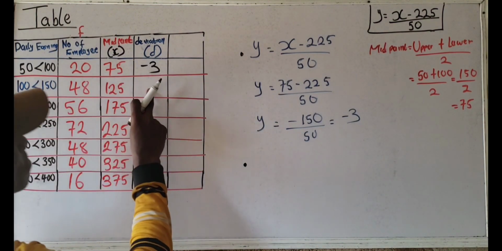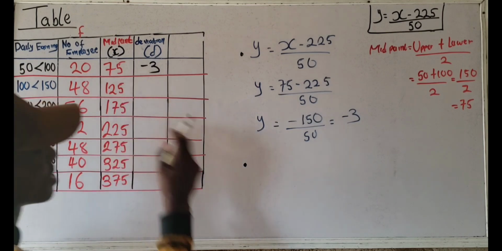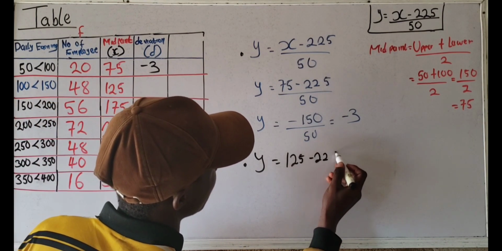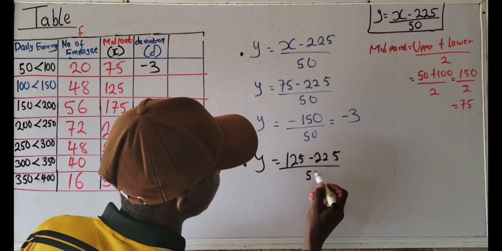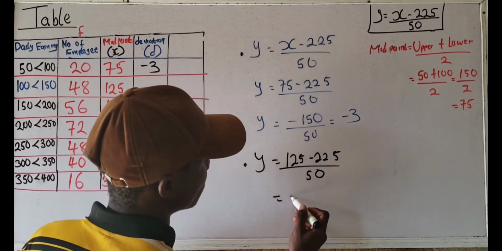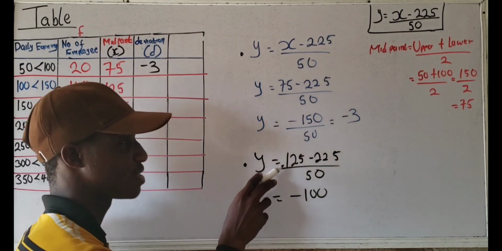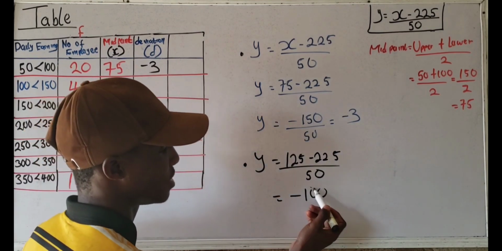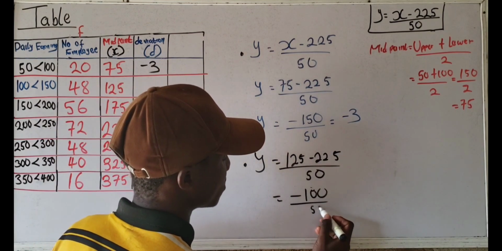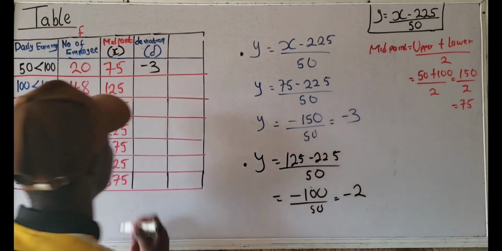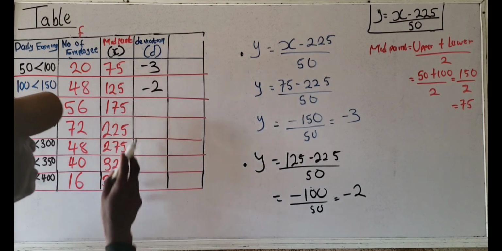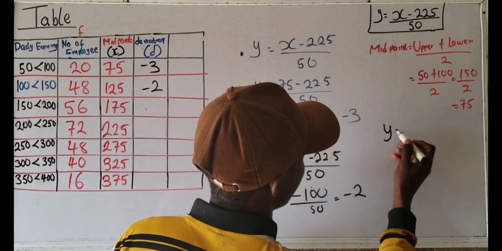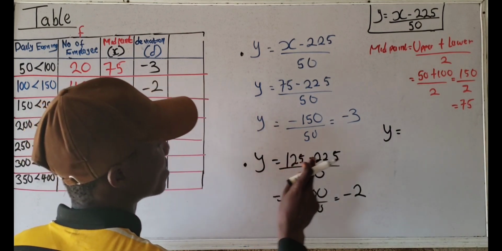For these cells, I'm going to replace the value of x as 125. So I'm going to have 125 minus 225 whole over 50. Okay, now I'm going to have negative 100, because if you subtract 225 from 125, you're going to have negative 100. So negative 100 divided by 50 gives us negative 2. You understand? So here I'm going to have negative 2.